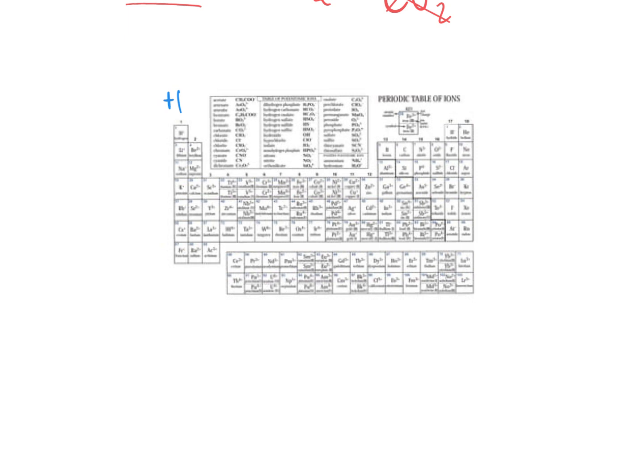What about the next group? They all have a +2. If we move over here, boron is not listed, but everything else has a +3. The next one is a 4. So we could go plus or -4, depending on what element it is. Then the next group over is nitrogen's group. What is its charge?